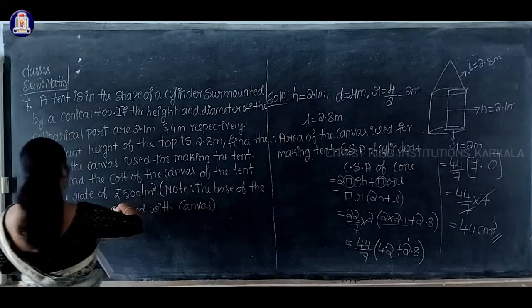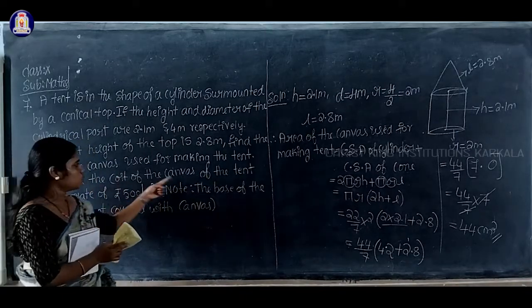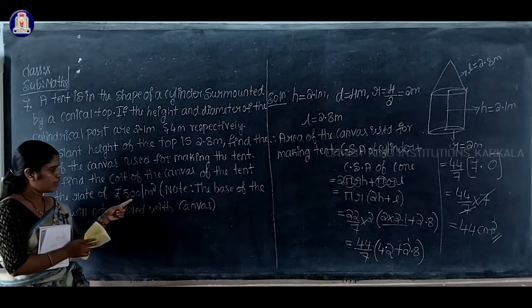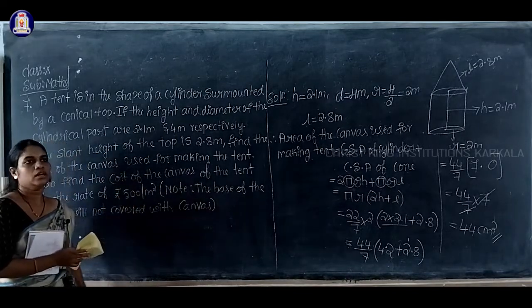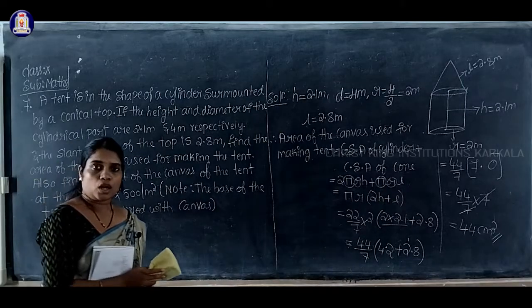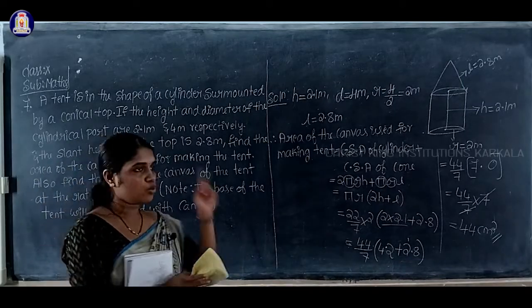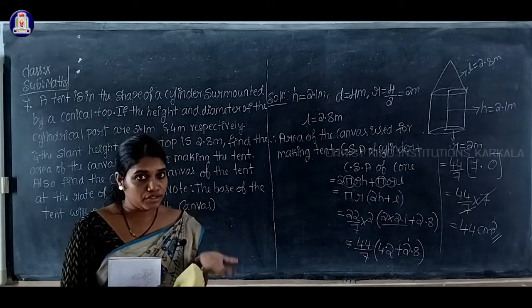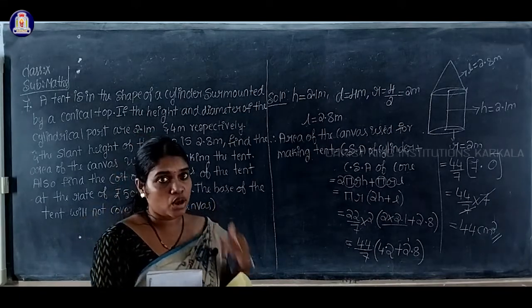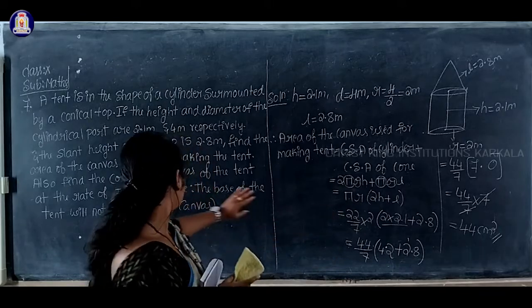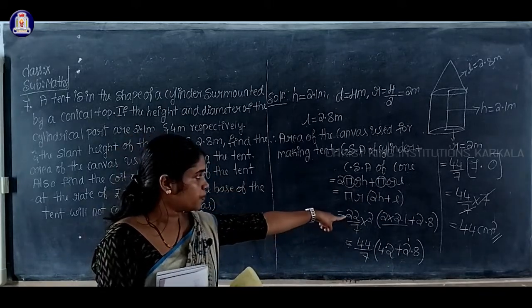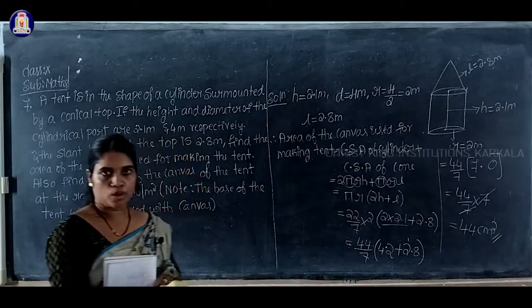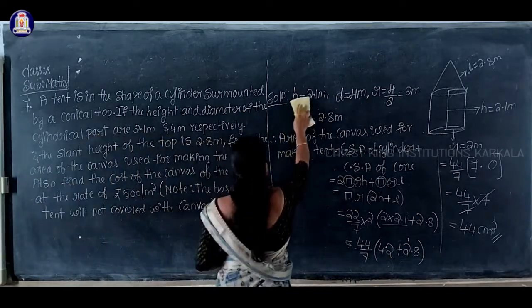Yes. Also find the cost of the canvas of the tent at the rate of rupees 500 per meter square. That means what? The cost of the tent for 1 meter square equal to how much? Rupees 500. So therefore, what is the cost of the canvas for 44 centimeter square? Okay, so that value you have to find. Okay, yes, so I'll solve here.